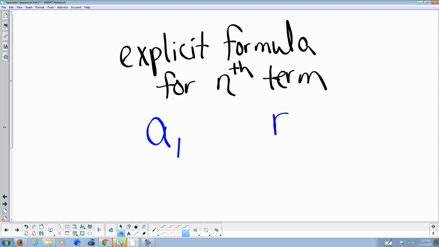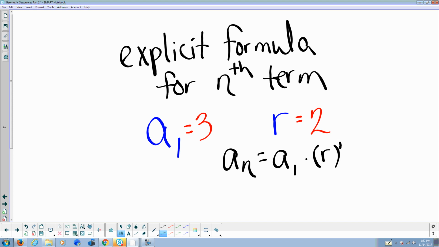So let's do an example here. Let's pretend that A1 is 3 and our common ratio is the number 2. And I want you to come up with an explicit formula for the sequence that this represents. So we'll begin with the geometric sequence formula. AN equals A1 times R to the n minus 1. In order to come up with an explicit formula, the process is very easy here. We're going to replace our A1 with the given number 3. We're going to replace our R with the given number 2.